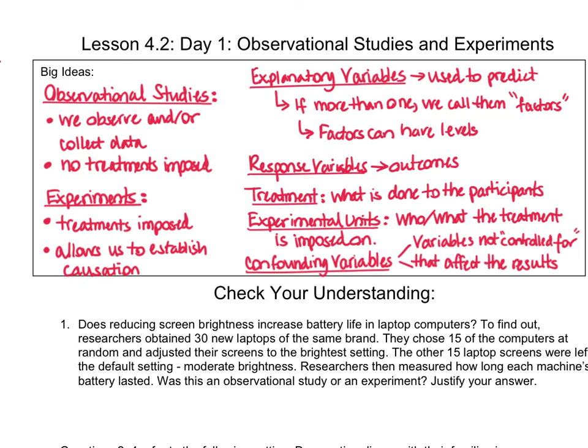So this is probably one of the chapters that has the most vocabulary between all of the different types of sampling that take place and all these different elements of an experiment. We've still got a lot more vocabulary to come in future lessons, but that summarizes what this lesson is all about, and that brings us to our check your understanding question.